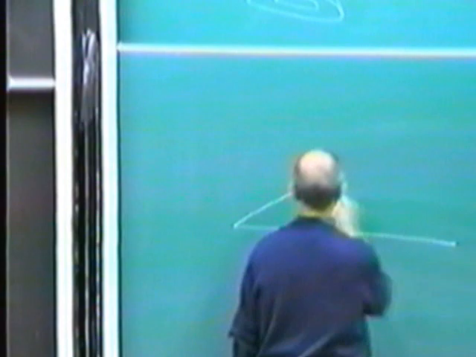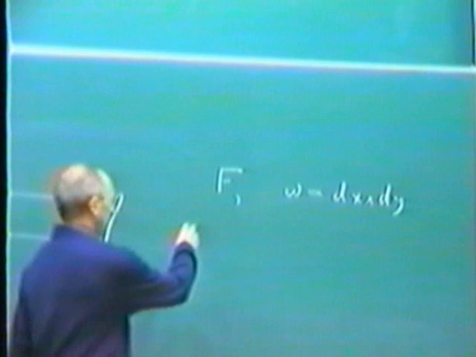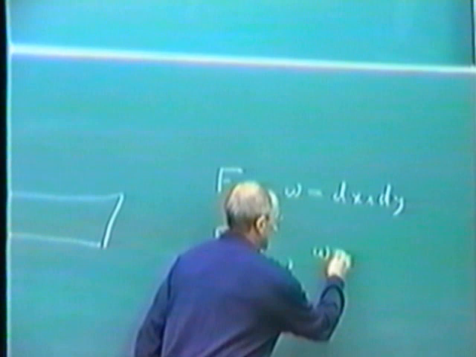Okay, so let's look at the following picture. This map is defined on some domain in the plane, but suppose for a second we have the whole plane. So you have some surface, and on this surface you have an area form, which in this case is just dx dy. This is the plane. You take the product F times F, and then you get a four-manifold, and you take the differential form omega plus minus omega.